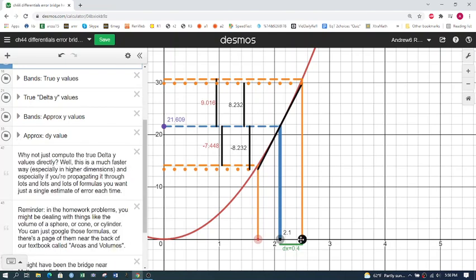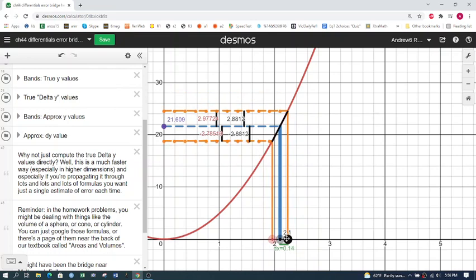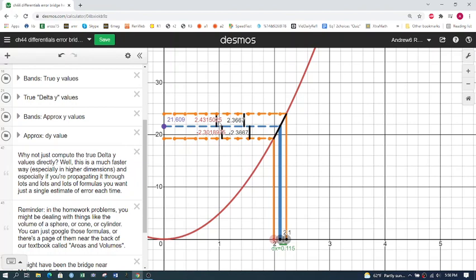And we can show that if we make dx smaller, then the true delta y on the positive side and negative side get closer to each other, and the dy becomes a better approximation for delta y. So why not just compute the true delta y values directly? Well, in higher dimensions that can take a long time, so this is a lot faster in general as a technique. And if you're propagating it through lots of different formulas, you take this value, move it through this formula, take that result, push it through this other formula, take that result, push it through this other formula. That can take a lot of time. You might want just a linear approximation each time.